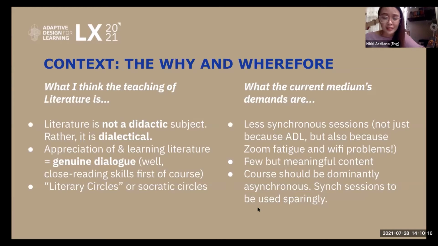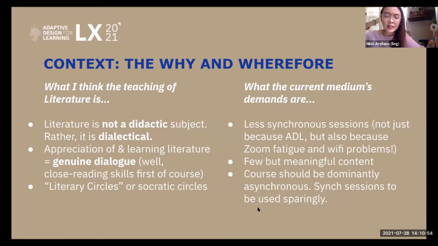And what are these demands of the current medium? Number one, I think a lot of us here went through the ADL course, and one of the things there is we have to have less synchronous sessions. Not totally none, but considerably less. And it's not just because that's what ADL says, but also because of fatigue. It's tiring to log into Zoom every single day. And of course, our students would have Wi-Fi problems, and we also have Wi-Fi problems.